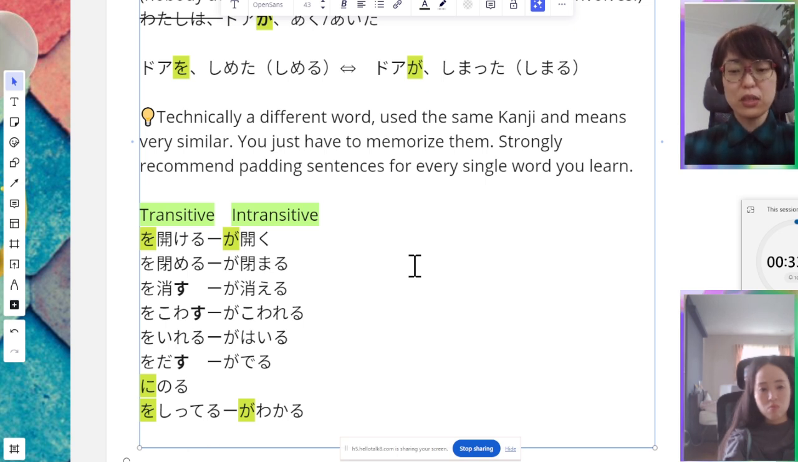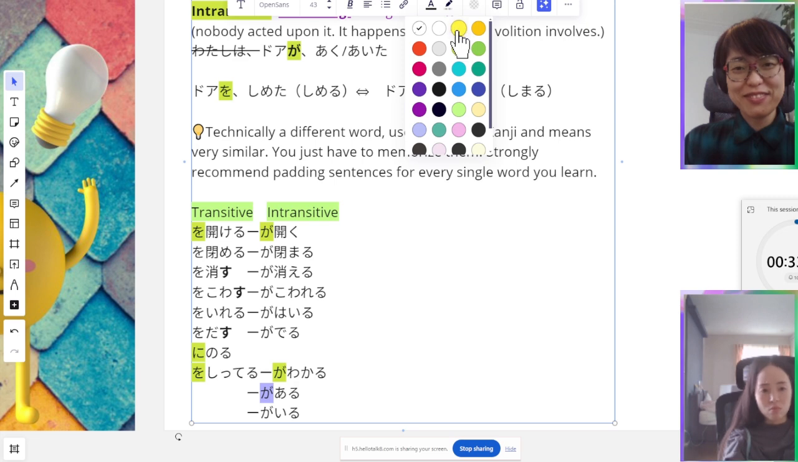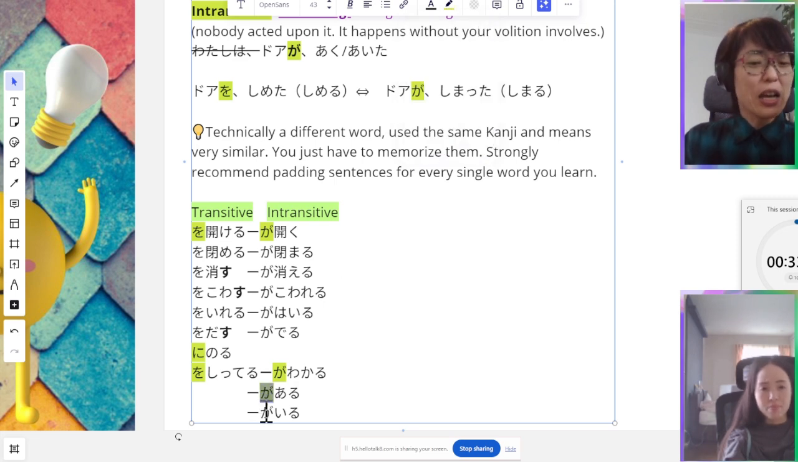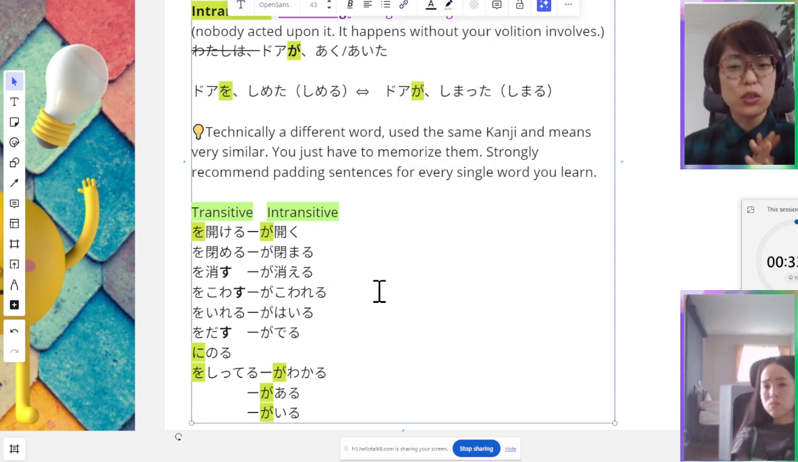Okay, another use of intransitive. 今日は仕事がありますか？あります。あずみさん、子供がいますか？いません。See? Intransitive. So if it's with ga, it's always intransitive. A verb always takes the same particle, so I think it's really worthwhile to just memorize verbs with particles.